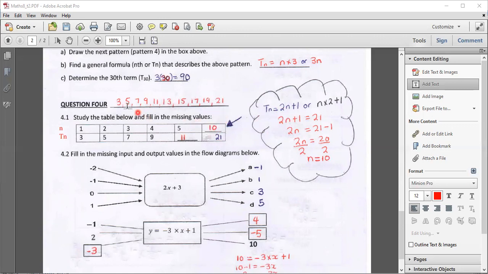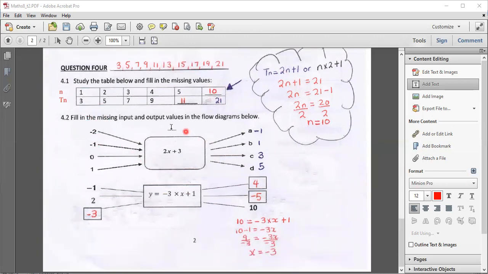So to solve for n, you can write out this entire sequence till you get to 21 and work out what position of the sequence it is, or you can use the Tn rule and solve for n. What is n? What number times 2 plus 1 is going to give us 21?